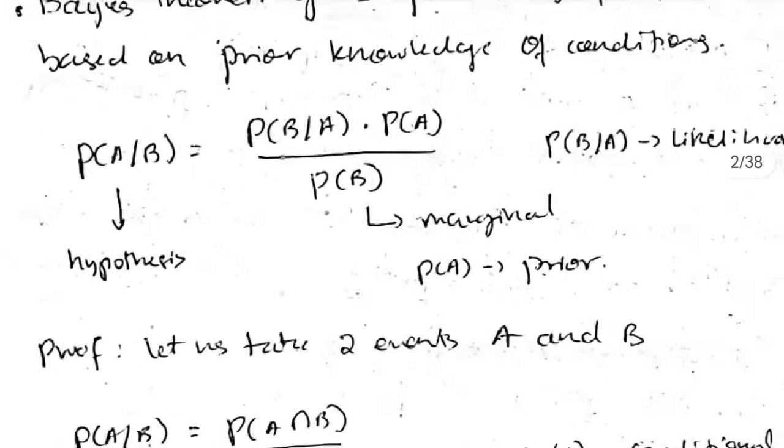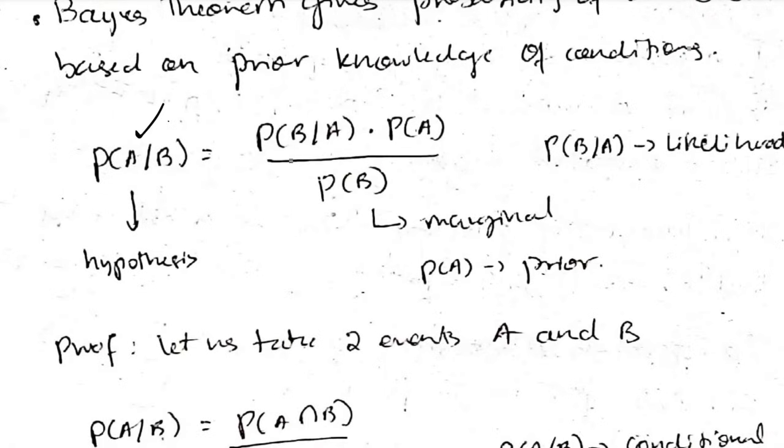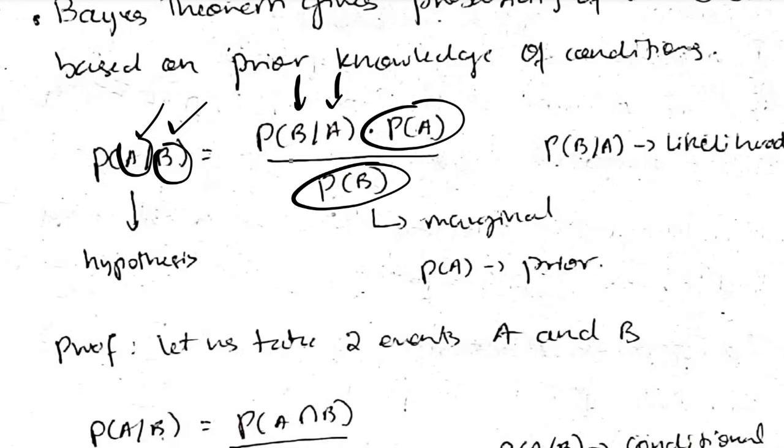So this is the formula you need to know. P of A given B has occurred, you have to read it like this: probability of A given B has occurred is equal to probability of B given A has occurred into probability of A divided by probability of B.